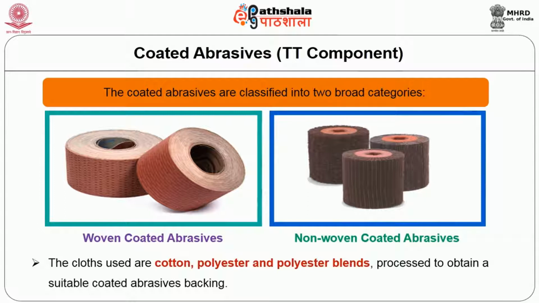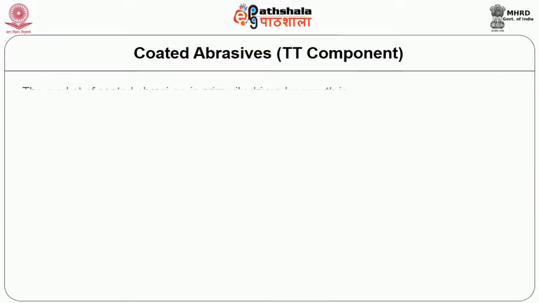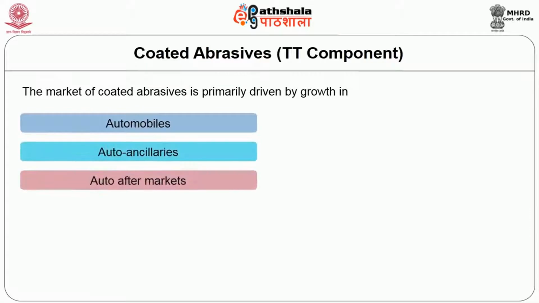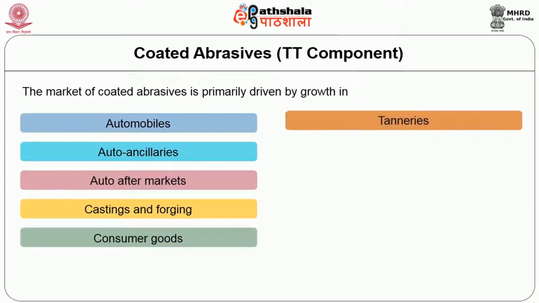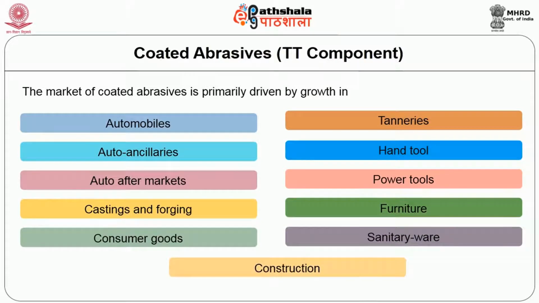The cloths used are cotton, polyester and polyester blend, processed to obtain suitable coated abrasive backing. These backings are specially characterized by weight, tensile strength and flexibility. The market of coated abrasives is primarily driven by growth in automobile, auto auxiliaries, auto aftermarket, casting and forging, consumer goods, tannery, hand tools and construction of furniture, sanitary wares.